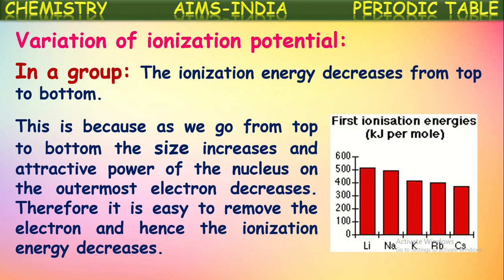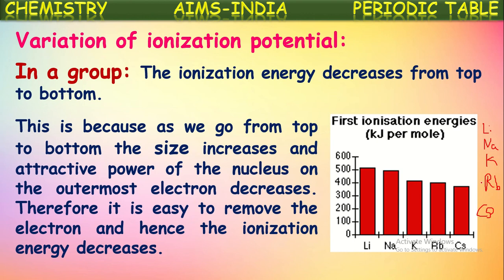See, one example is mentioned here. First group elements are mentioned: lithium, sodium, potassium, rubidium, cesium. If you observe, these elements are in one group, the first group. What happens from top to bottom? The size of the elements increases from lithium to cesium because a new shell is added from element to element as we move down.